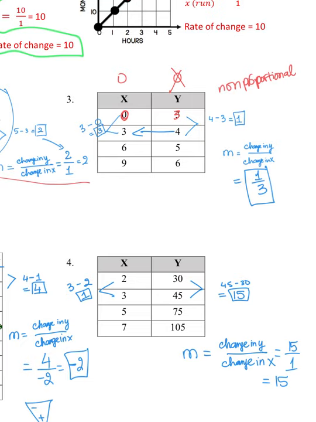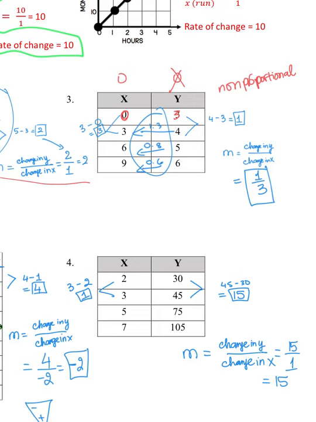4 over 3, what do you have? 1.3, right? I would say 1.3 up here. But if I do 5 over 6, it is 0.8. If I do 6 over 9, it is 0.6. So these are different. It is non-proportional. But if they are the same, it is proportional.